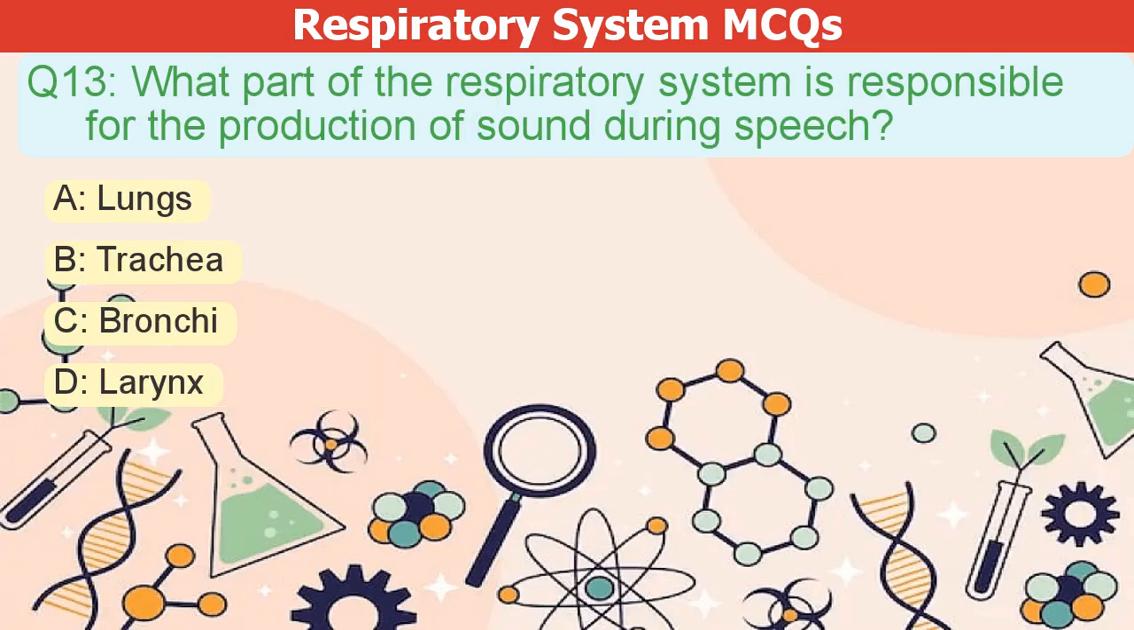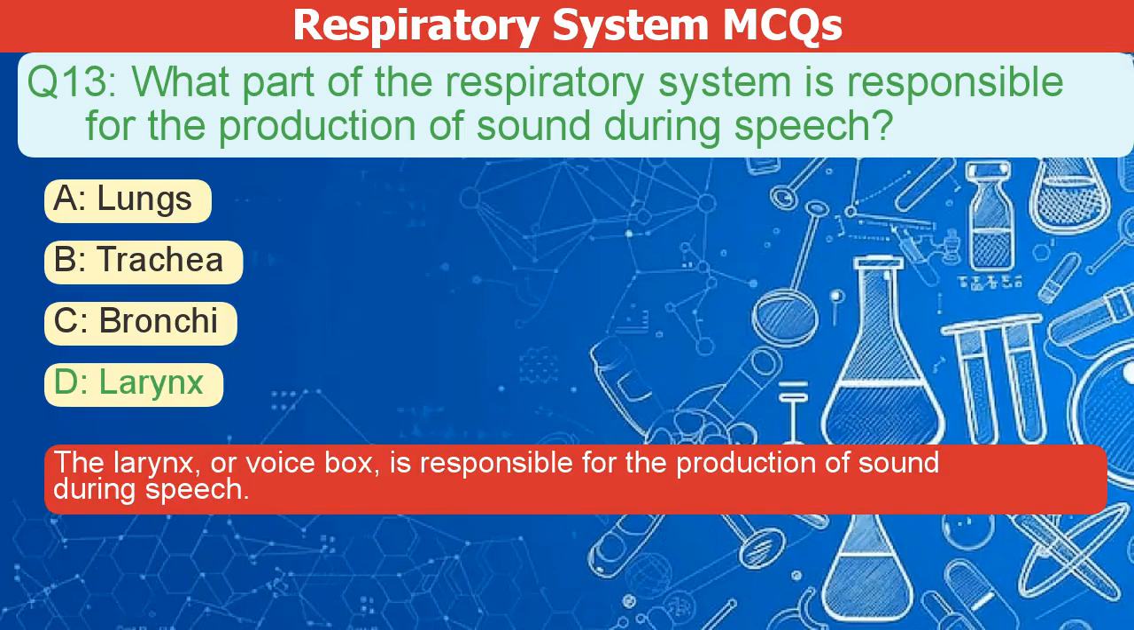What part of the respiratory system is responsible for the production of sound during speech? A. Lungs. B. Trachea. C. Bronchi. D. Larynx. The correct answer is D. The larynx, or voice box, is responsible for the production of sound during speech.